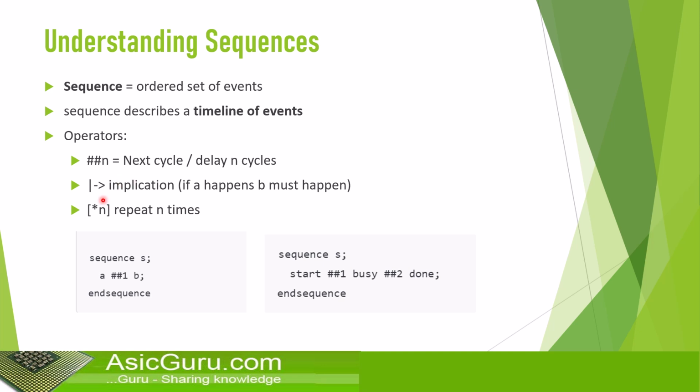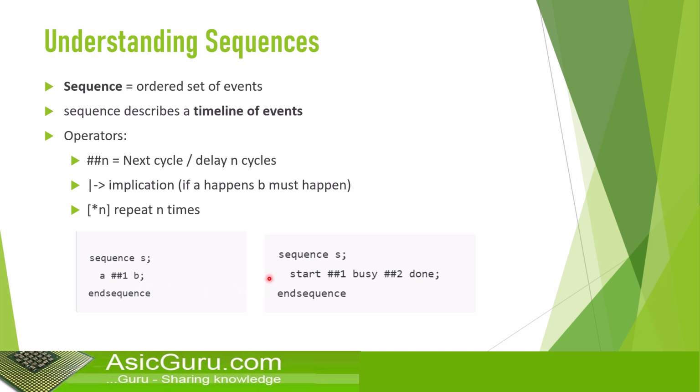Next is the implication operator. It means if the event on the left-hand side of this operator happens, then the event mentioned on the right side must also follow. Next we have the [*n] operator. It is a repetition operator and it tells the simulator to repeat a condition n times. For example, in this case, we have defined a sequence S, and this means if A happens, then after one clock cycle, B must also happen.